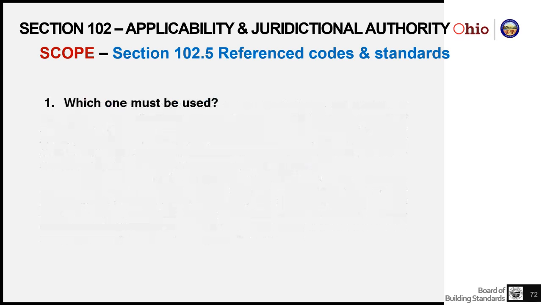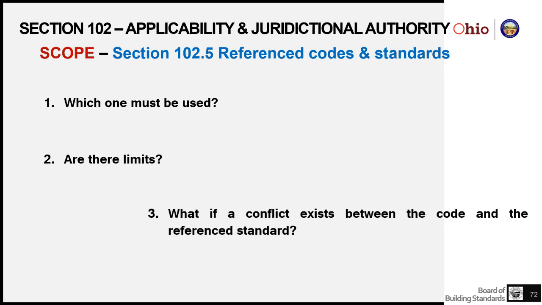Which one must be used? Many times these things are just like the building code. They get written and adopted in the year 1900, and by the year 2020, they have had to go through several changes, several iterations, so there are different editions. And this section talks about which edition you're supposed to use. Are there limits? Yes, there are limits, and we'll talk about those a little bit.